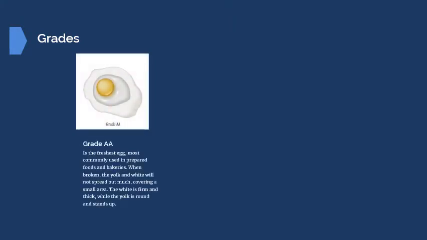Eggs come in 3 different grades. Grade AA is the freshest egg, most commonly used in prepared foods and bakeries. When broken, the yolk and the white will not spread out much, covering a small area. The white is firm and thick, while the yolk is round and stands up high.